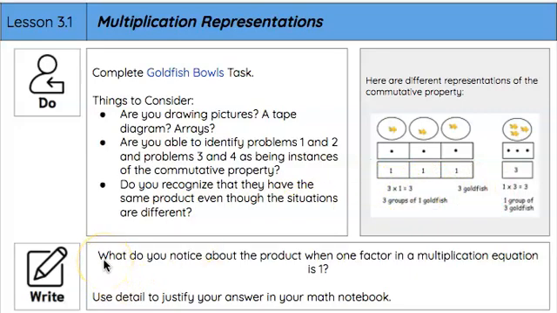Finally, move on to the right section of your learning plan. What do you notice about the product when one factor in a multiplication equation is 1? So what do you notice? The answer is when one of your numbers is 1. Use detail to justify this in your math notebook. An example is right here. 3 times 1 equals 3, and then 1 times 3 equals 3. Both of these equations have 1 as a factor.